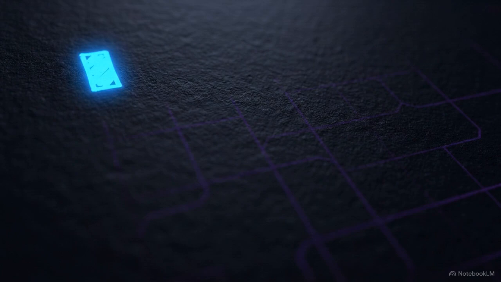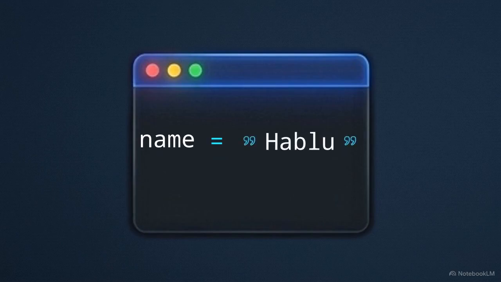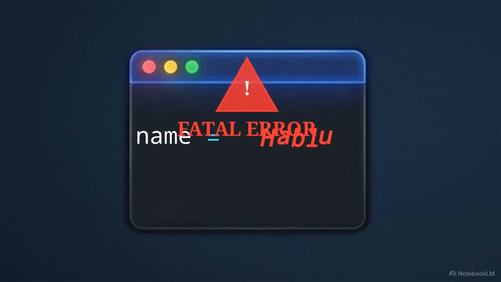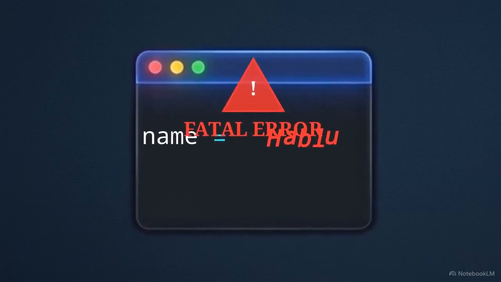Let's open up our code editor and translate this concept into actual Python code. Look closely at this code block. We write our label, name, use an equals sign to assign the value, and type the word Hablu surrounded by quotation marks. Notice how those quotation marks pulse. They tell the computer to treat the data specifically as a text string. Without them, the system tries to read the text as a command, fails to find one, and crashes.